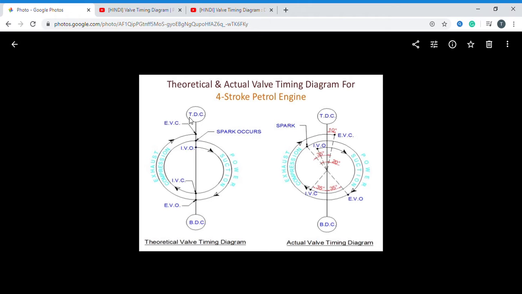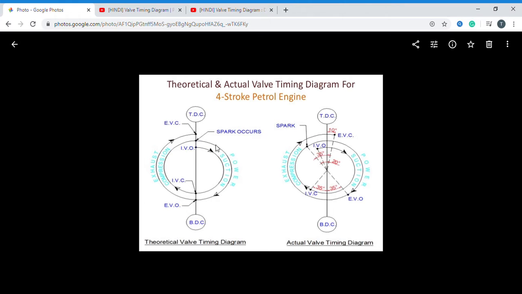This is the top dead center and this is the bottom dead center of the engine cylinder, in the theoretical diagram. The inlet valve opens at the crank angle 0 degree position, and at 180 degrees the inlet valve closes; that is the suction process. Then the compression process begins at 180 degrees and ends at 360 degrees. At this point, the spark ignition takes place.